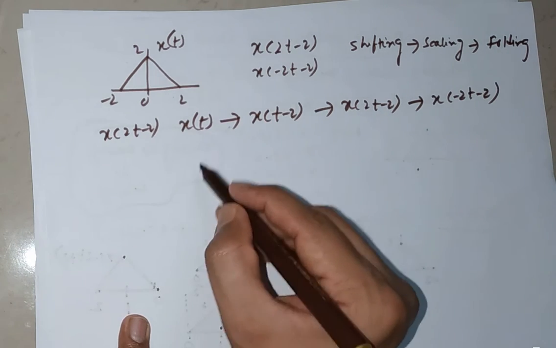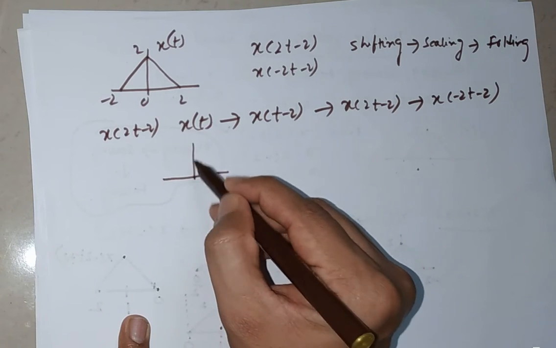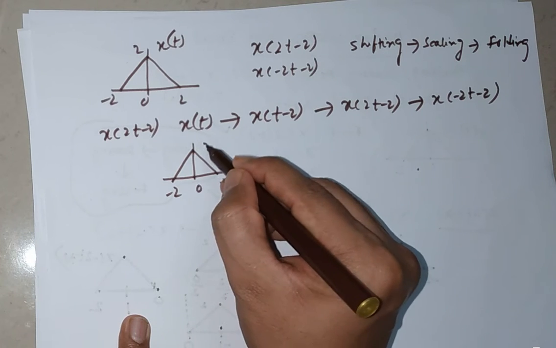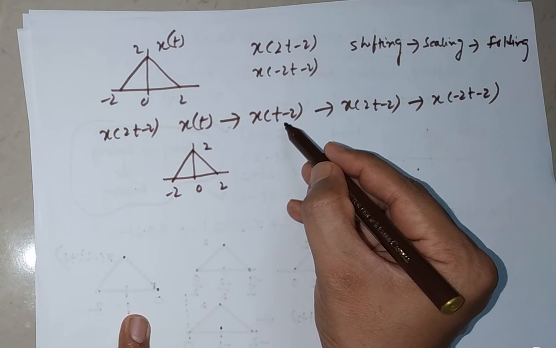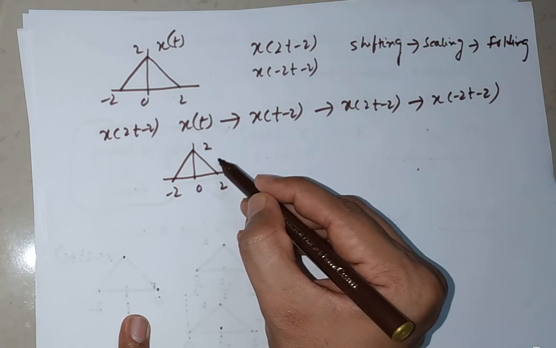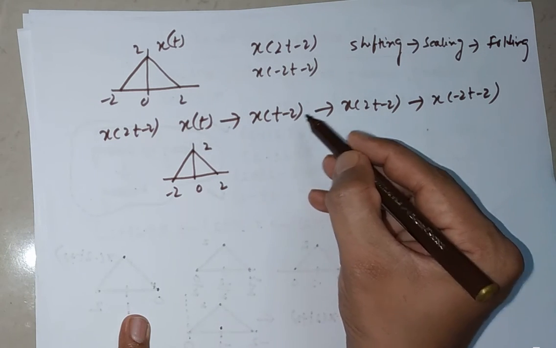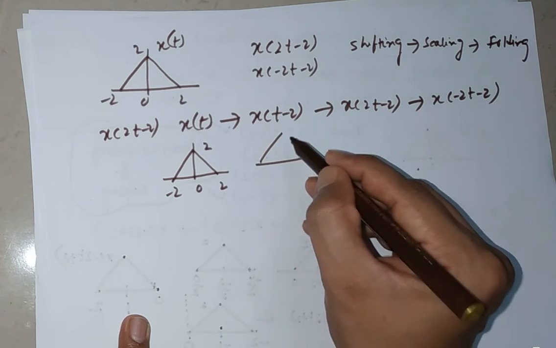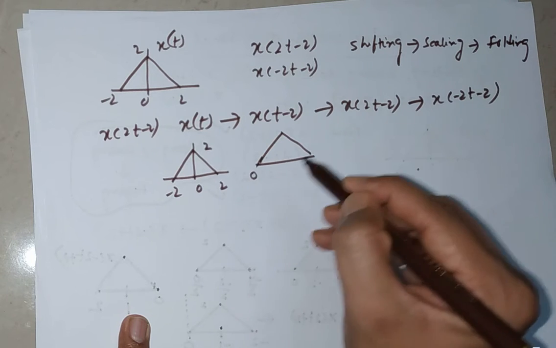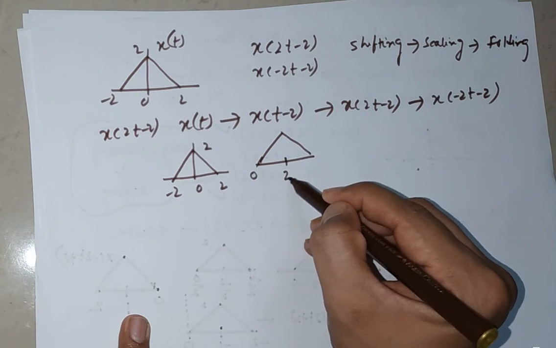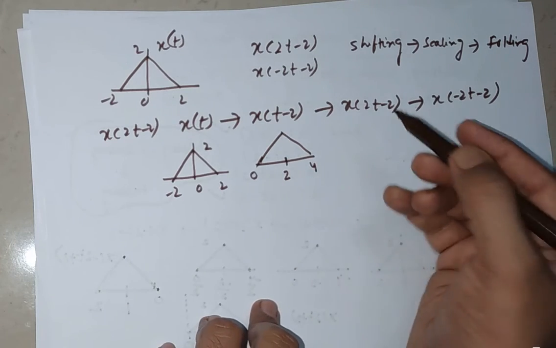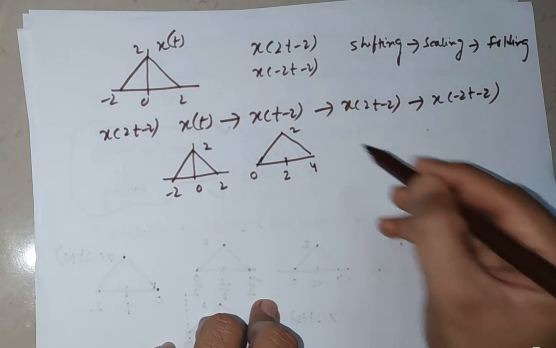Clear? Now this is your x of t. I will show you in the diagram. Now t minus 2 means advance. Advance means it will shift right-hand side. Now shift this x of t signal right-hand side by 2 units. Then what will you get? This minus 2 becomes minus 2 plus 2, 0. 0 becomes 0 plus 2, 2. 2 becomes 2 plus 2, 4, because it is shifting right-hand side by 2 units. There is no change of amplitude.